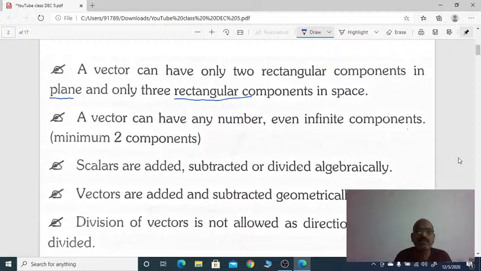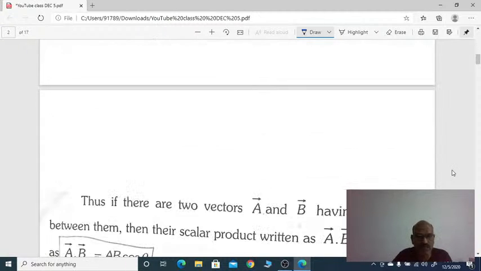Scalars are added, subtracted, or divided algebraically, right? Vectors are added and subtracted geometrically. You see that division of vectors is not allowed, as direction cannot be divided. So vectors can be added, subtracted, but division is not allowed. The scalars can be added, subtracted, or divided. So we are going to see today only the multiplication of vectors. There are two types: one is scalar product, another is vector product.